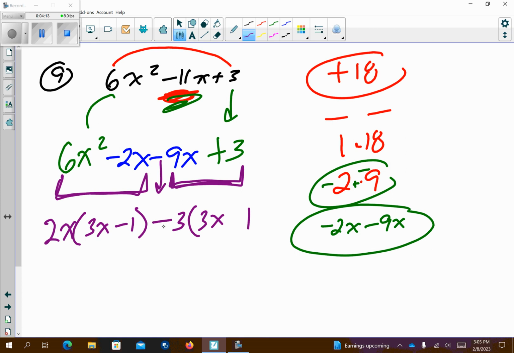Now remember, I factored that negative out in the beginning, so this sign has to change, so that's now negative. Those are both the same. And then what do I have left? 2x minus 3. Done.